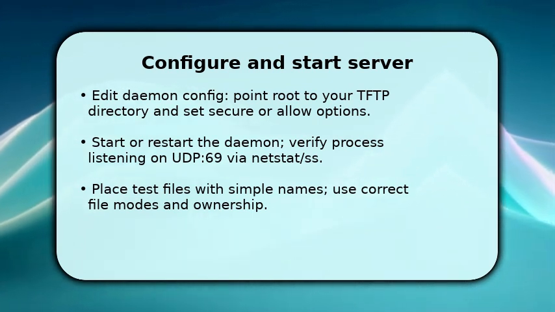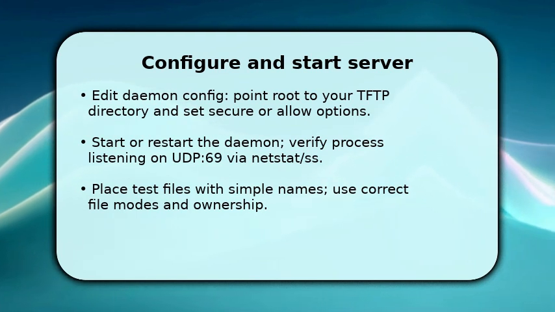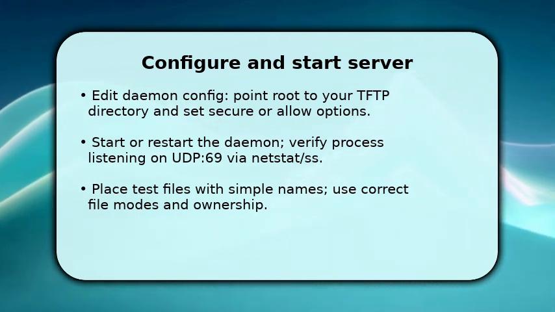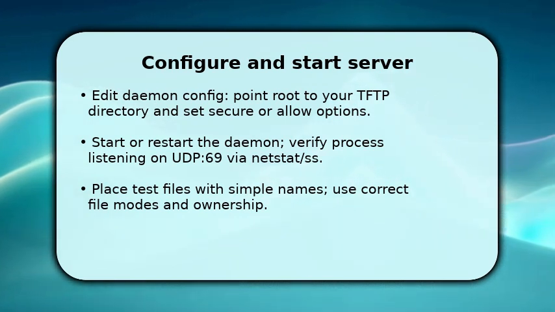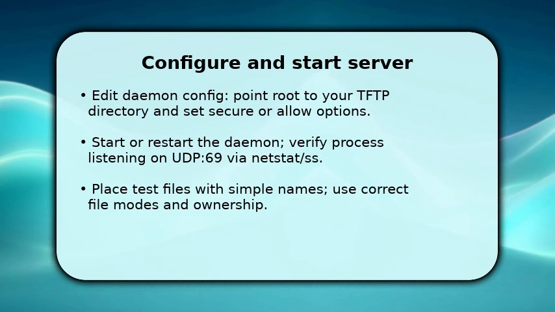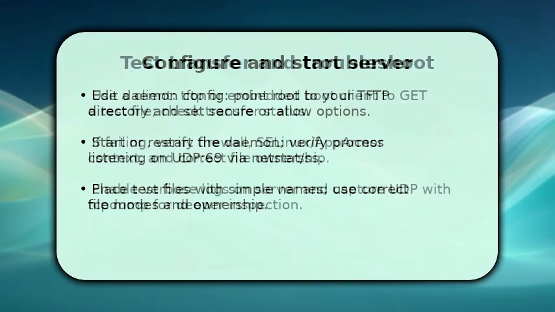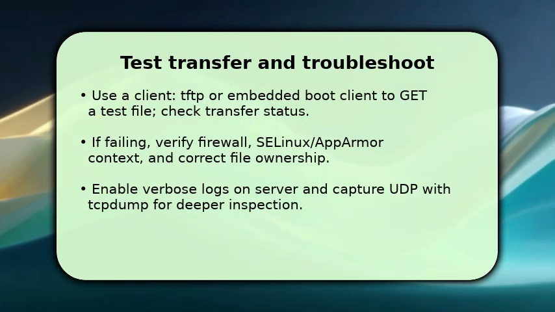Place a small test file, like firmware.bin or pxelinux.0, into the TFTP root and set readable modes. This ensures clients can download without permission errors. Once the server runs, you can perform controlled client requests to validate transfers. Finish by testing a real transfer from your client.